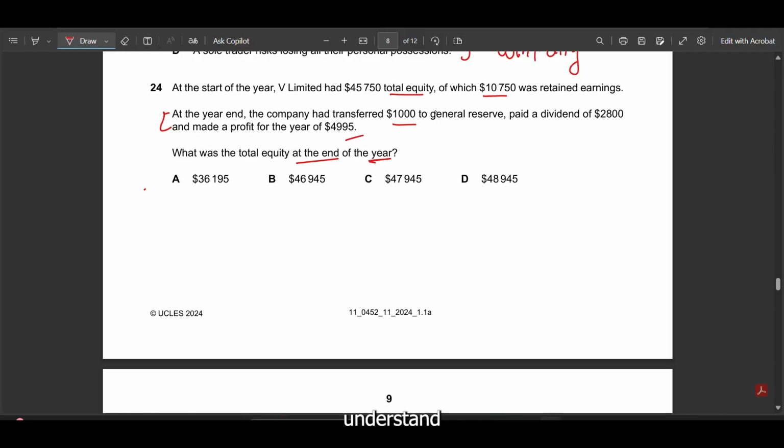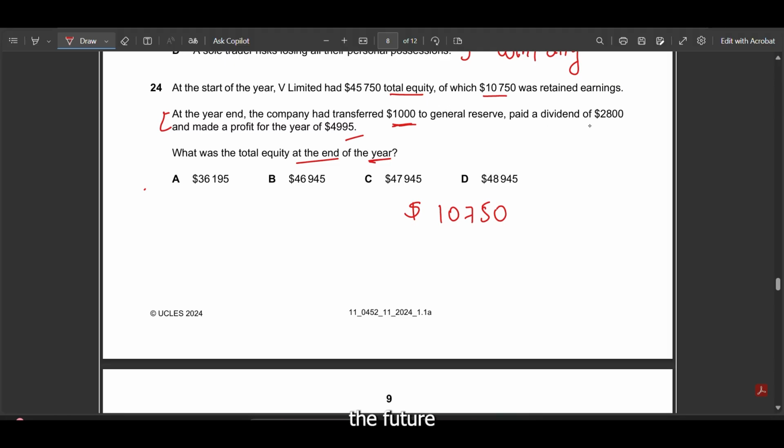So let's just understand this question. Again, an easy question. At the start of the year, the retained earnings was $10,750. In this, the company transferred $1,000 to general reserve. Whenever I transfer to general reserve, my total equity doesn't change, because normally we take it from retained earnings and put that amount into the general reserve. So it doesn't affect my total equity. I'm not doing anything with this.